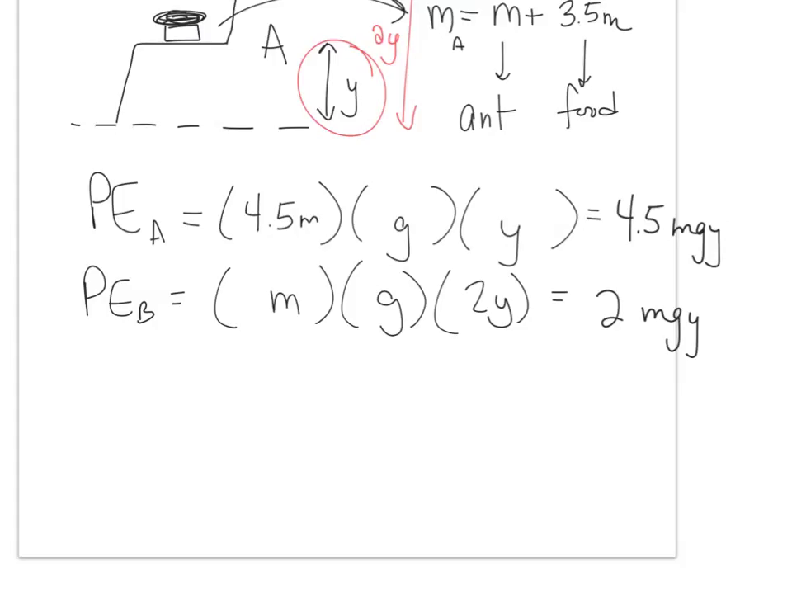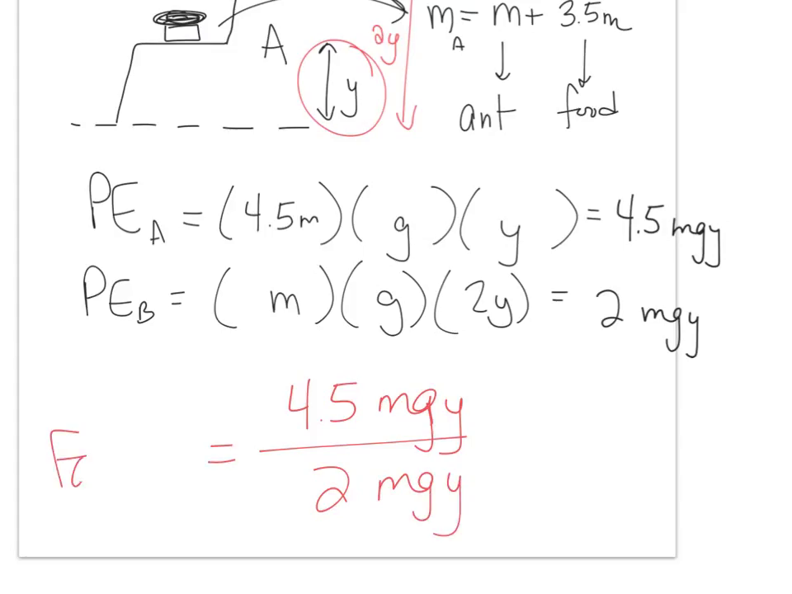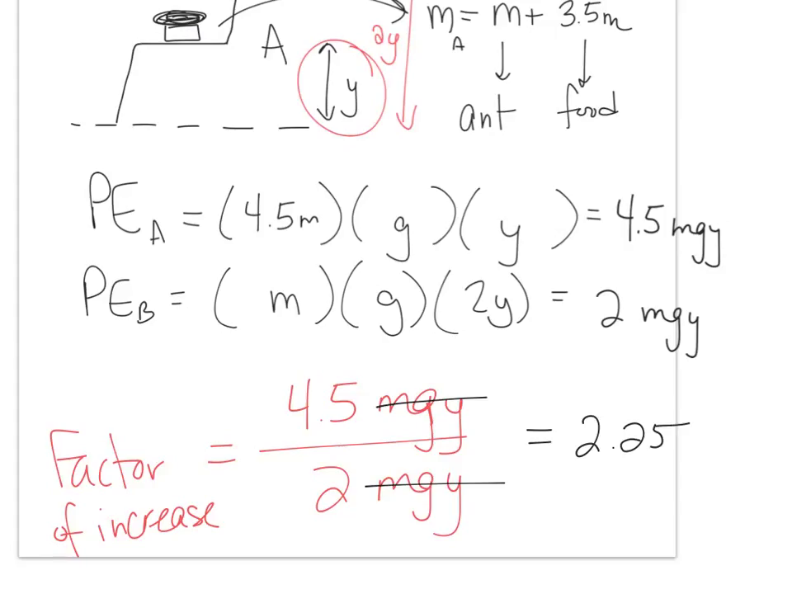But to find the factor of increase, take the larger answer you have over the smaller answer, and this will give you the factor of increase. This works for all things, not just physics. If you want to find a factor of increase, take the larger divided by the smaller. What happens to the mgy's? So you just simply have, as Theo told us, 2.25. So when this ant is at a lower height, it actually has more potential energy in this problem because it has more mass. The increase of mass from having that food had more of an effect than simply increasing the height and dropping off that mass along the way.